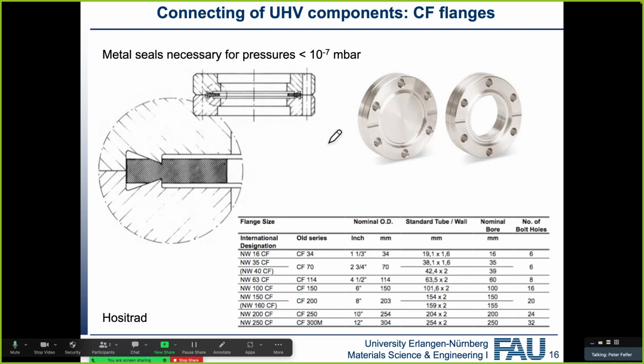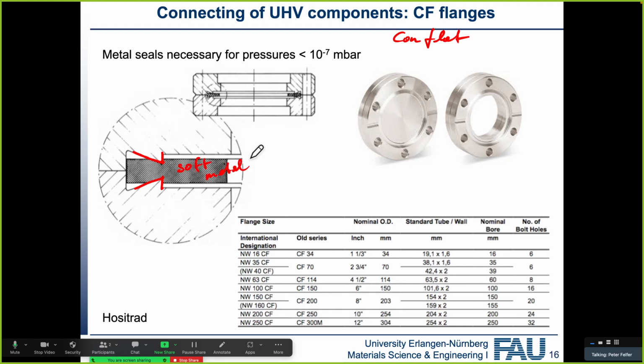Okay, so the question is then, how do I build a system from that? And typically we build systems using so-called ConFlat flanges. And what they are is essentially a flange with very sharp edges that are pushed into some kind of soft metal seal.